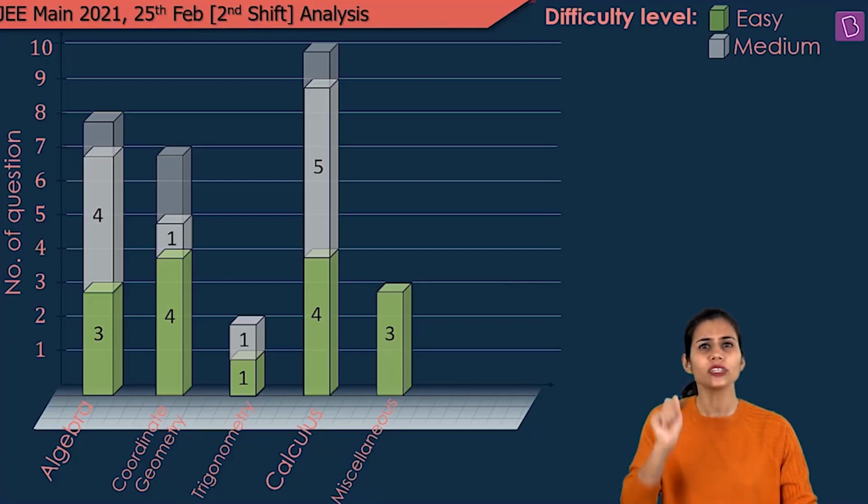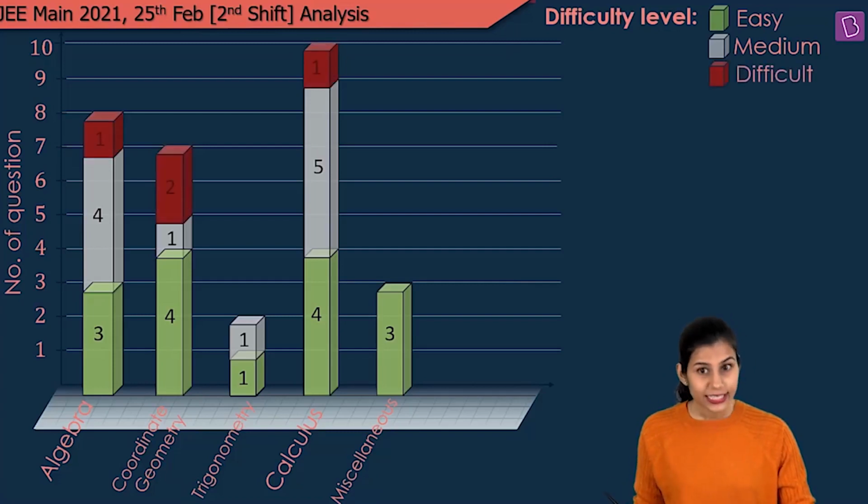These are the questions which were not so straightforward, not so simple and direct to crack. And lastly, this dark colored portion that you just saw along the bar of algebra, coordinate geometry and calculus is representing the number of questions from these respective units which were on the difficult end and pretty challenging to conquer. This was the distribution among the easy, medium and difficult level questions across the units.